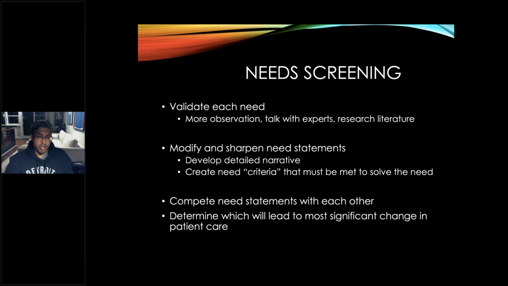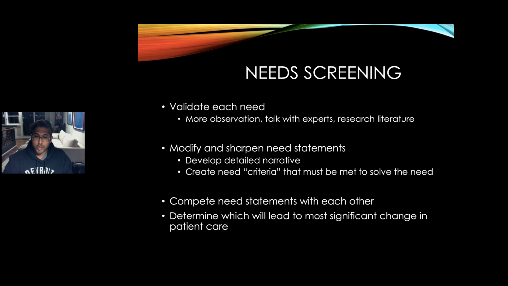So, more observation. Next, you want to talk with the expert. Maybe after watching these procedures, after immersing yourself in those environments, start asking questions. Ask, why did you do that, and why not Y instead of X? Pick the brains not only of the physicians, but also the other people who are in the room or involved in patient care.